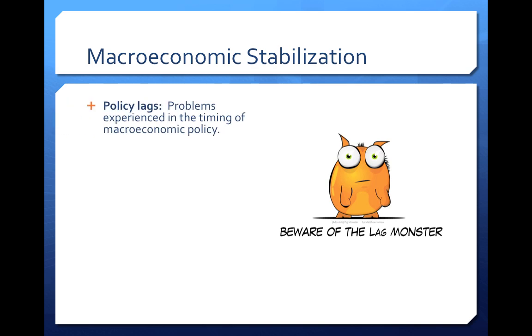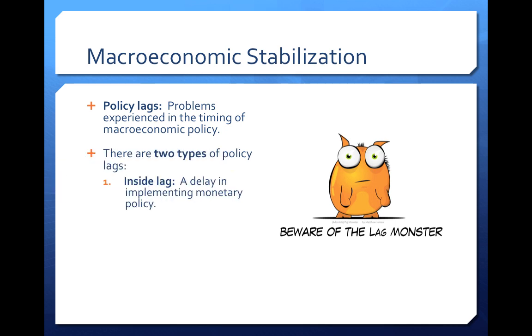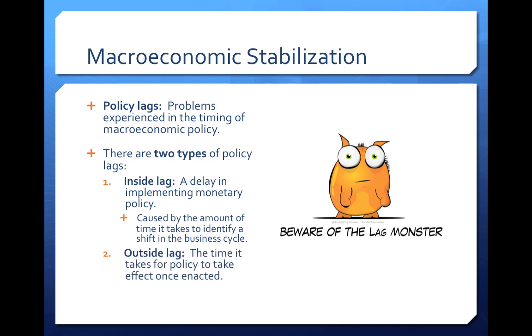Okay, and poor timing is referred to in the terminology of policy lags. Now, policy lag is a problem experienced in the timing of a macroeconomic policy. There are two basic types of policy lags. One is an inside lag, and this is delay in implementing the monetary policy. And this is often caused by the amount of time it takes to identify a shift in the business cycle. And there is the outside lag, and this is the time it takes for the policy to take effect once it is enacted.